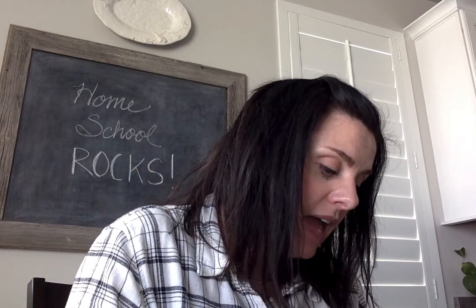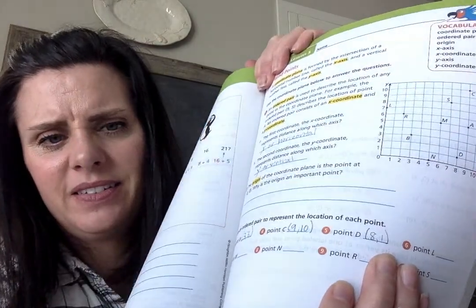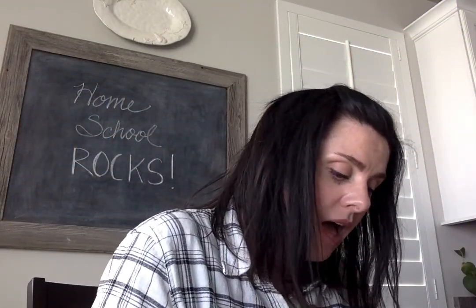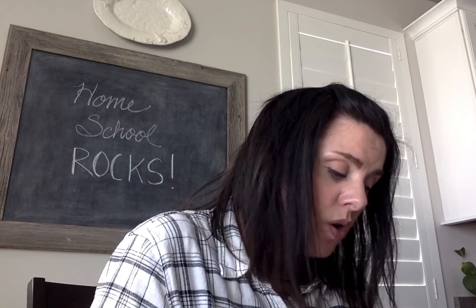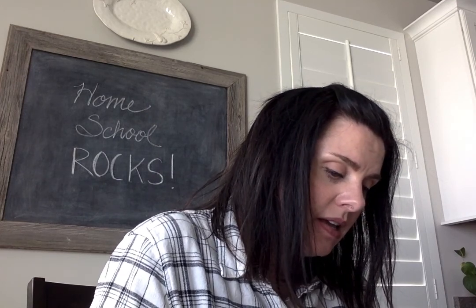Okay, did you get them? I hope so. All right, so for point D, you should have 8, 1. And for number 6, point L, it's at 0, 7.